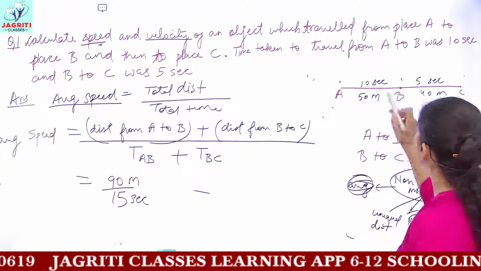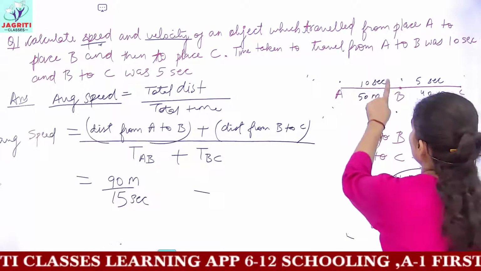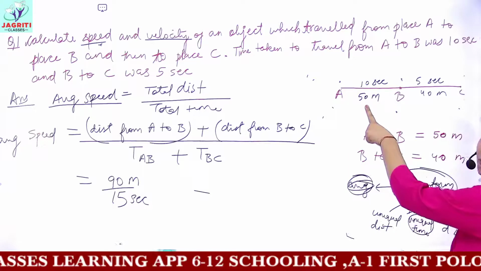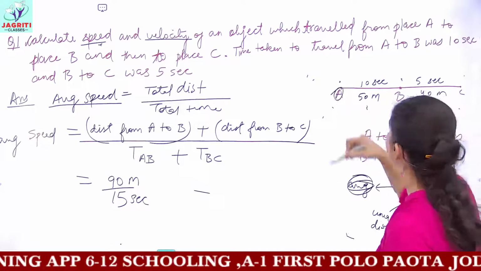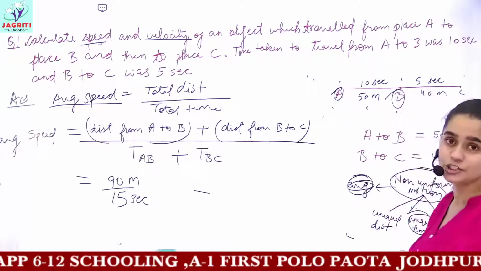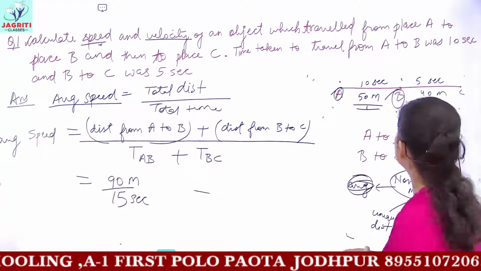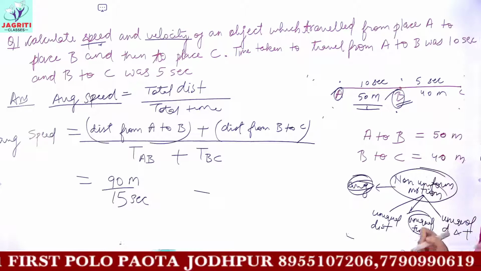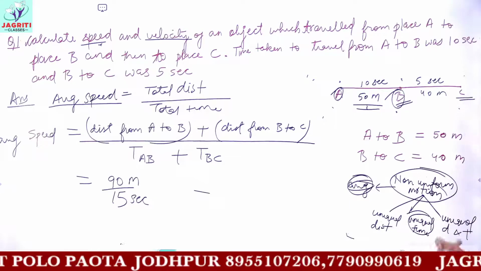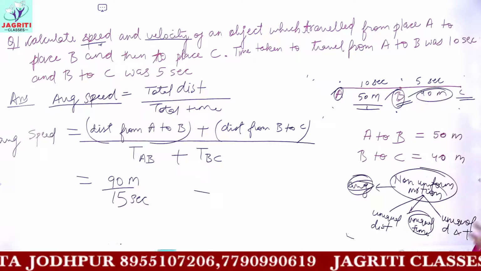Average velocity will be what? Displacement upon time. So the total displacement from A to B is 50. Displacement is what? Shortest distance between initial and final. A is the initial position, B is the final position. Then you have a total displacement of 50 meters. While talking of the next case, here you have your initial position to be B and the final position to be C. Then also the displacement and distance would be 40 meters.